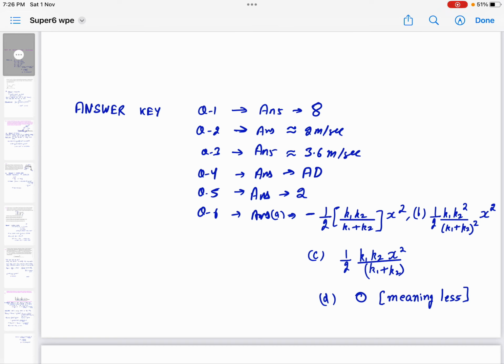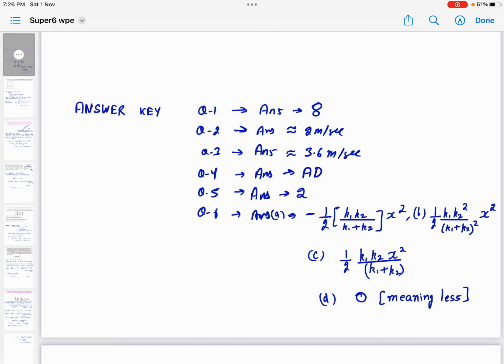Question number 1 answer is 8. Question number 2 answer is approximately 2 meter per second. Question number 3 approximate answer is 3.6 meter per second. Question number 4 exactly answer is AD. Question number 5 answer is 2. Question number 6, these are the answers, big answers, right?